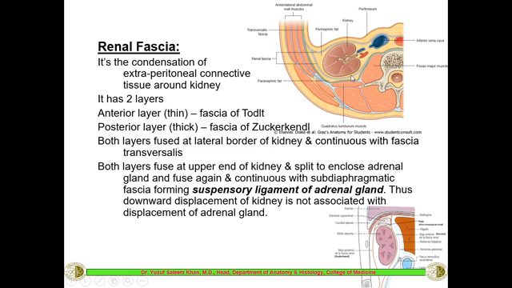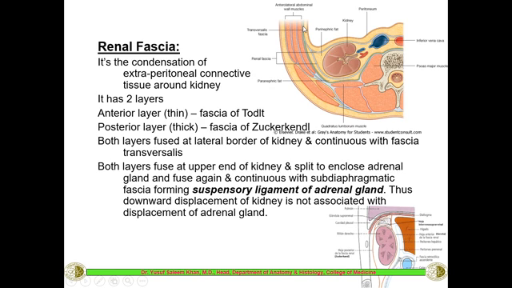So this is the fascia which forms the posterior layer, and this is the anterior layer. Both these layers, if you can see here, are coming close to each other on the lateral border of the kidney. They both meet at the lateral border of the kidney, and they continue into the transversalis fascia.